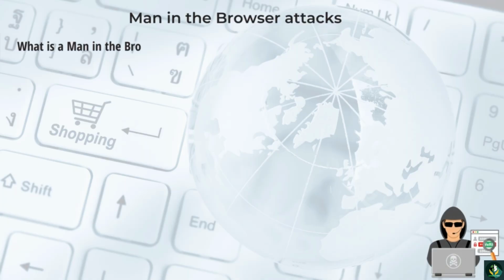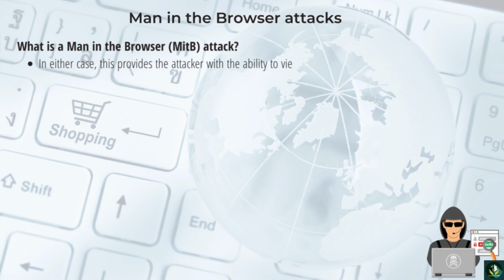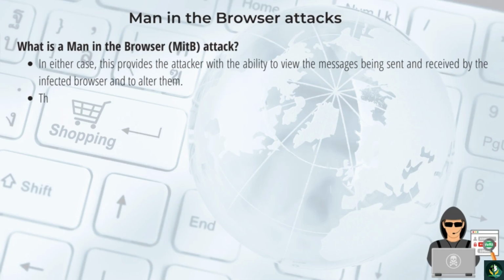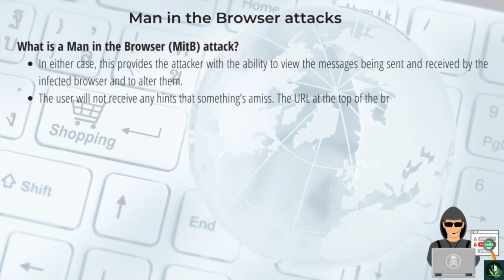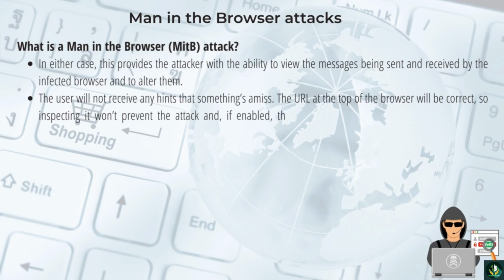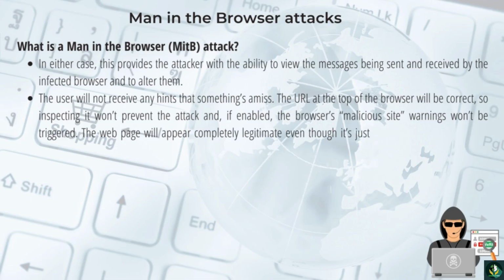In either case, this provides the attacker with the ability to view the messages being sent and received by the infected browser and to alter them. The user will not receive any hints that something's amiss. The URL at the top of the browser will be correct, so inspecting it won't prevent the attack, and if enabled, the browser's malicious site warnings won't be triggered. The web page will appear completely legitimate, even though it's just been tampered with by the attacker.